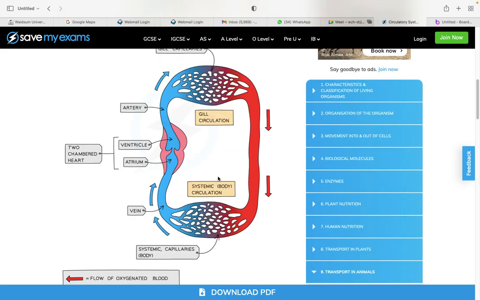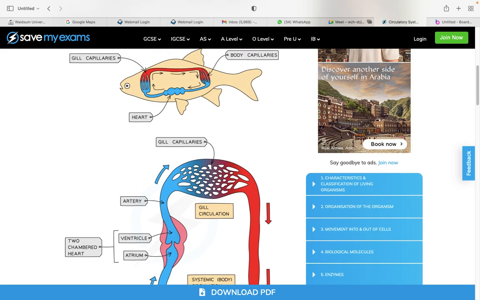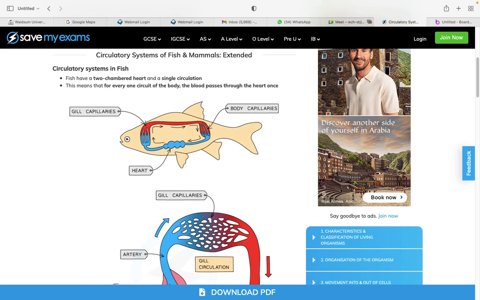Now let's take a look at it. Before we get here, let's give the preliminary background. What it means that they have two chambers, one atrium and one ventricle, and single circulation is that for every one circuit of the body, the blood passes through the heart once. That's why it's one circulation.